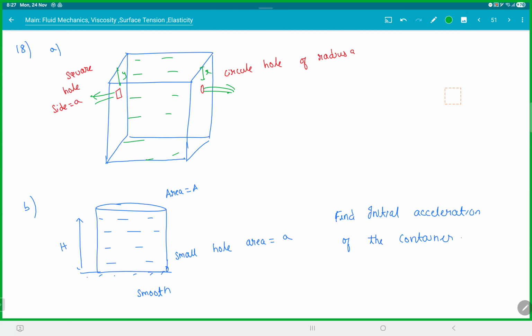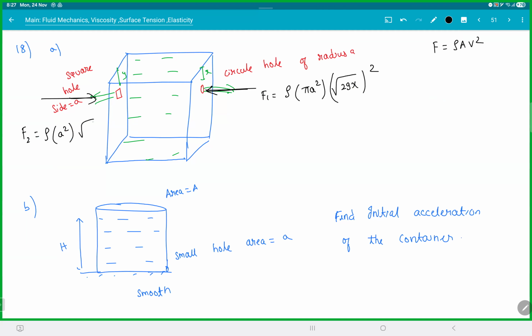Same story. So if the water jet is coming out, it will exert a force F1, which is rho, area will be pi a square, and the speed will be root 2 g x, whole square. Remember, the formula for force is rho, area, v square. This force will be F2, which is rho, it's a square plate, so a square, and root 2 g y, whole square. Since it is not moving, F1 is equal to F2.